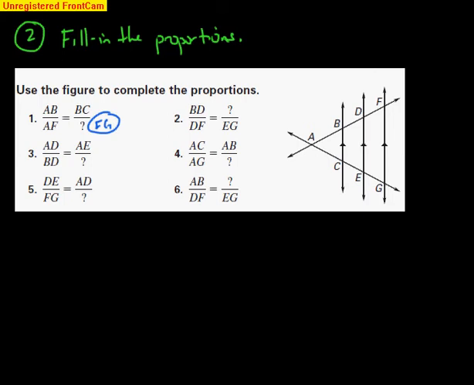Number 2, I'm not going to use the different colors. We'll just have to talk about it. All right, number 2, BD, this short side, over DF. Okay, so we're using the triangle proportionality theorem here. BD over DF is equal to blank over EG. Well, that's this side right here, CE. Number 3, AD, okay, so the medium triangle, over BD, this short side right here, is equal to AE, the medium triangle, over this short side right here, CE.